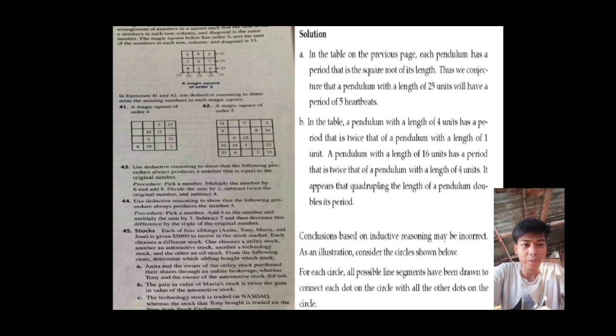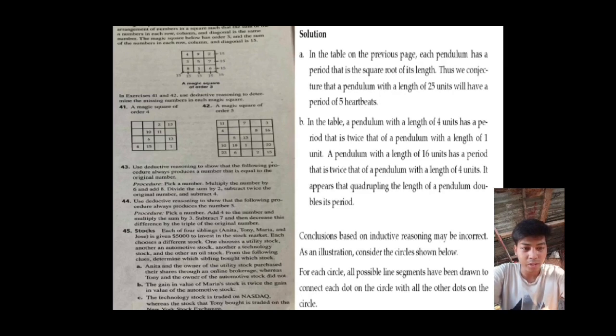The magic square below has order 3, and the sum of the numbers in each row, column, and diagonal is 15. Use deductive reasoning to show that the following procedure always produces a number that is equal to the original number. Procedure: pick a number, multiply the number by 6 and add 8, divide the sum by 2, subtract twice the original number and subtract 4.